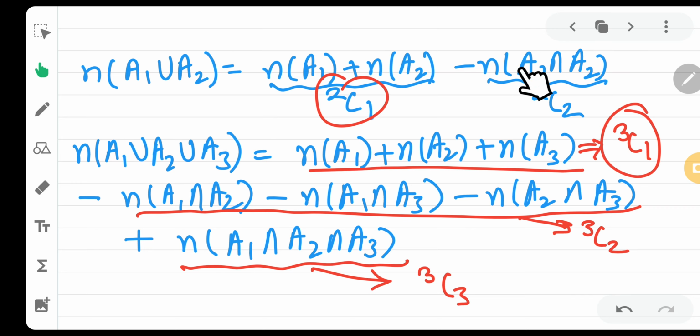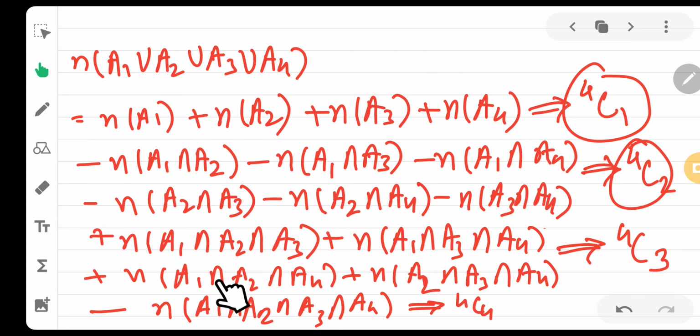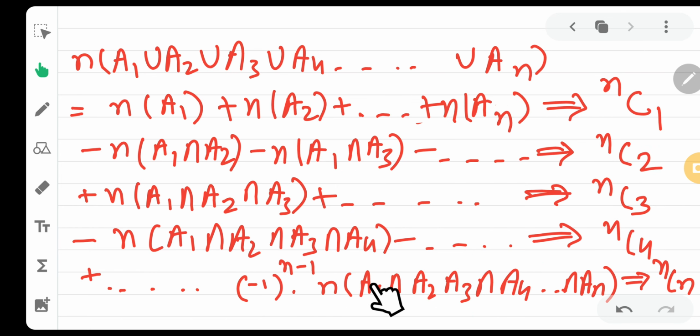Over here also the last element had one possibility. See, number of A1 intersection A2, only one possibility. Number of A1 intersection A2 intersection A3, only one possibility. Number of A1 intersection A2 intersection A3 intersection A4, only one possibility. Number of A1 intersection A2 intersection A3 intersection A4 up to AN, only one possibility.